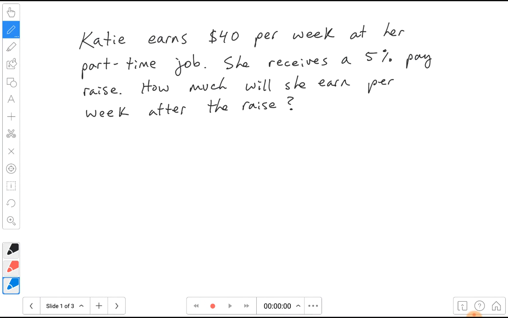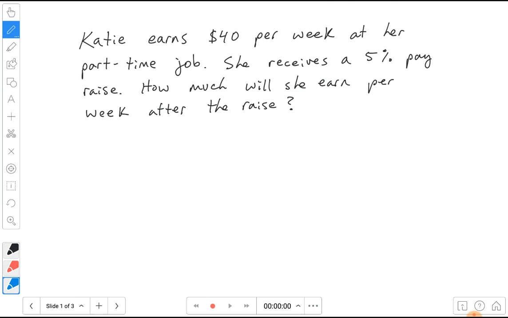Percentage increases and decreases. So often prices are increased or decreased by a percentage. And let's look at that. Katie earns $40 per week at her part-time job. She receives a 5% pay raise. How much will she earn per week after the raise?